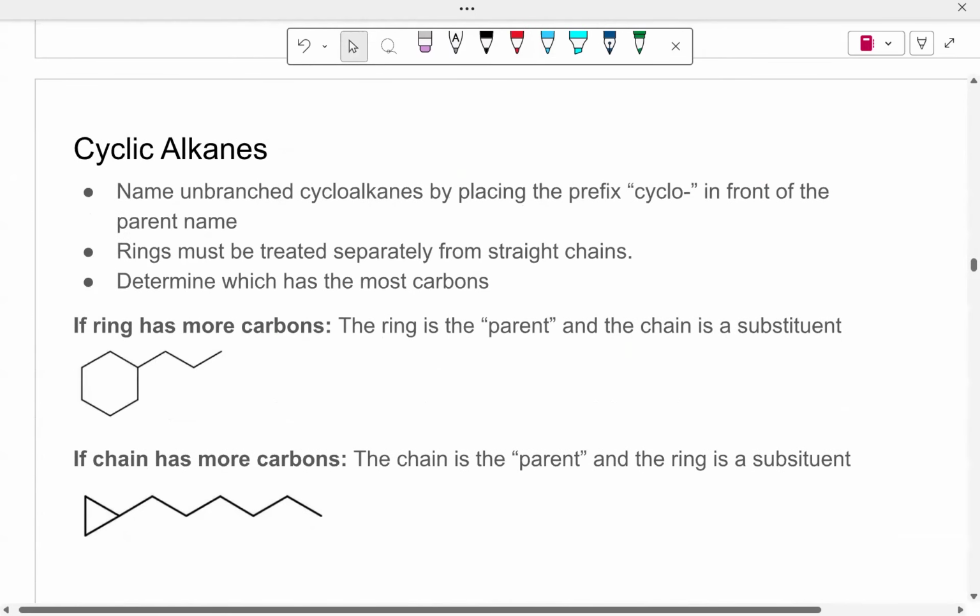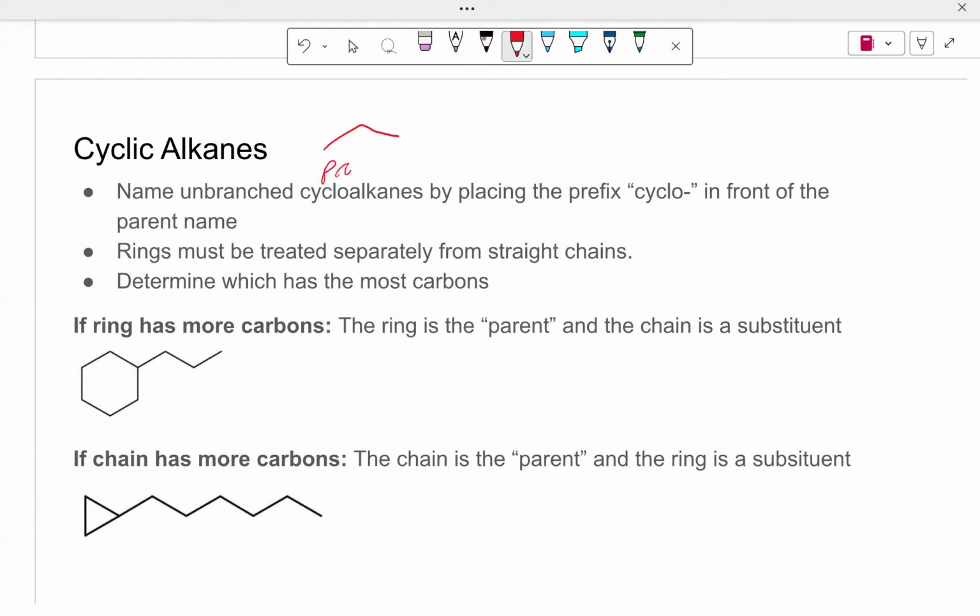All right, now also within the alkane family are cyclic alkanes. These are carbons that are connected end to end in a ring. So for example, if I were to take propane and somehow connect the two ends together, it would make a cycloalkane. And now naming these is really simple. We just put the prefix cyclo in front of it. So this would be cyclopropane.